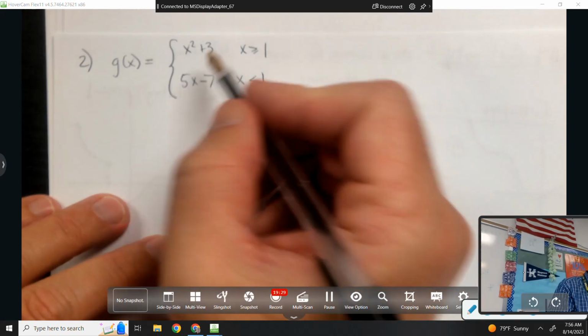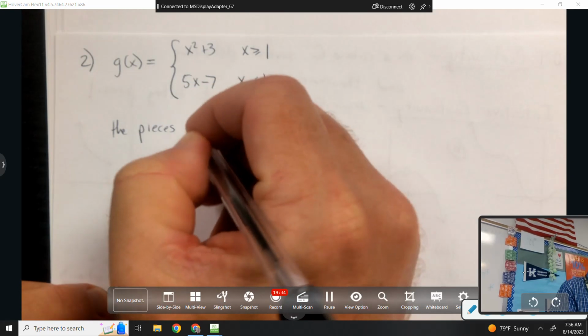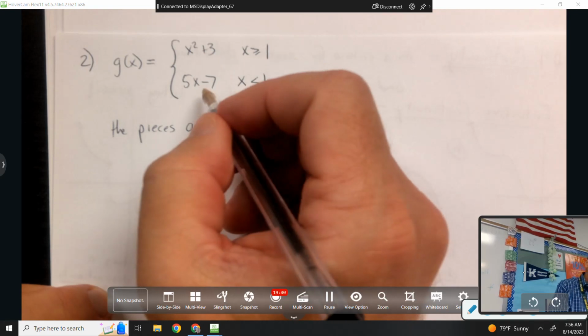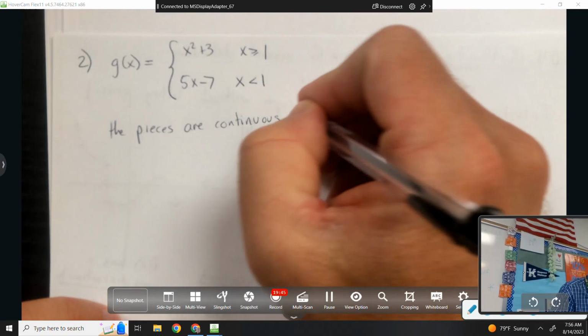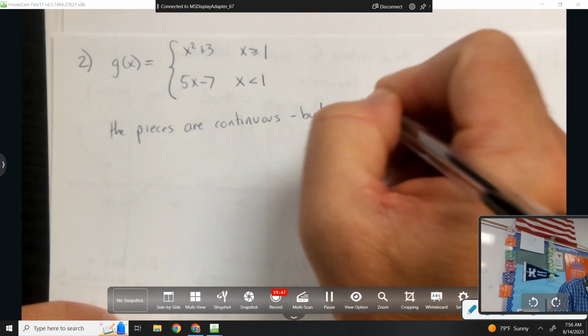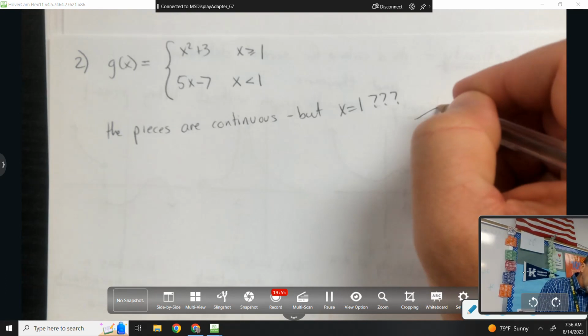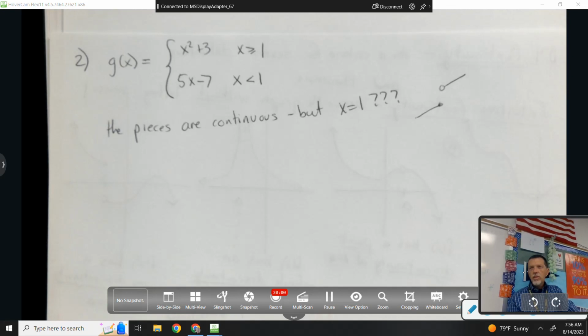So individually, both of those pieces are continuous. Right? Because x squared and 5x minus 7, those are polynomials. Nothing weird with those. But something might be going on at x equals 1. And something might be going on, meaning we might have that situation. So how do I test for that situation? You put 1 into both equations and see if they have the same output.